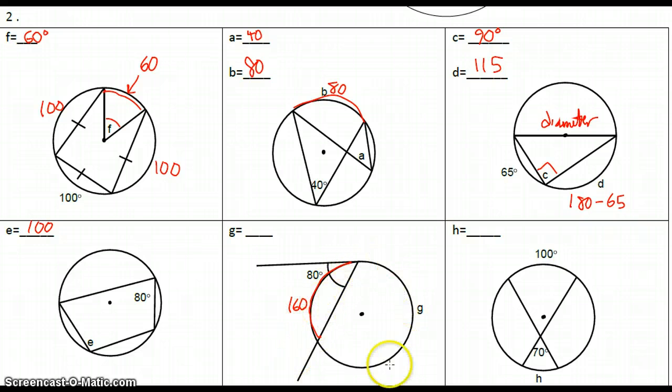Now, if you notice what I'm talking about here with major arc G, it is just the rest of the circle other than that. So here at G we have 200.